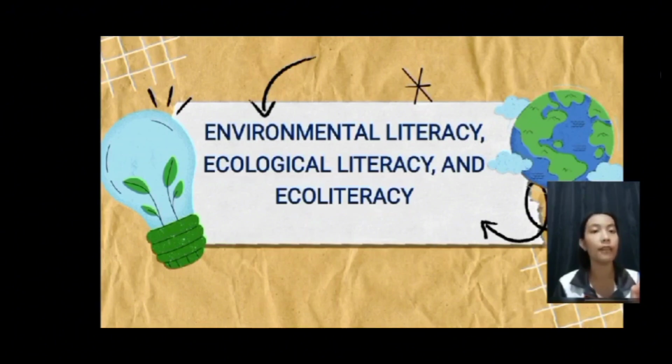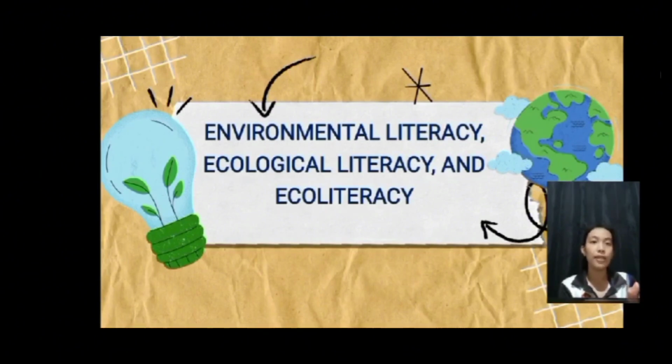When we talk about environmental literacy, it involves the knowledge and understanding of the environment, ecosystems, and the impact of human activities on nature. It emphasizes awareness of environmental issues, sustainable practices, and the ability to make informed decisions to promote ecological well-being. An example of environmental literacy is understanding the importance of recycling, conserving energy, and reducing waste to minimize one's carbon footprint.